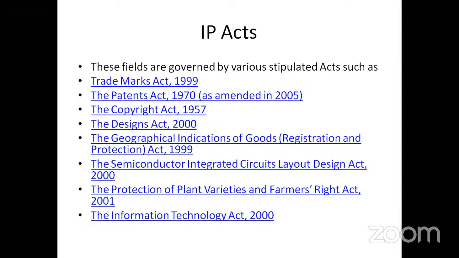And as lawyers, you should know what are the acts that are used in IPR. The fields are governed by certain stipulated acts. This is Trademark Act 1999, Patent Act 1970, amended in 2005 because recent technological developments made it difficult to follow the earlier laws, so they made amendments, particularly in cyber laws and electronics. Then Copyright Act 1957, Design Act 2000, Geographical Indications of Goods Registration and Protection Act 1999, and Semiconductor Integrated Circuit, which is a separate area, in 2000. Protection of Plant Varieties and Farmers' Right Act was discussed in the question and answer session yesterday. And the Information Technology Act 2000. These are the acts the advocate should be familiar with when dealing with IP cases.